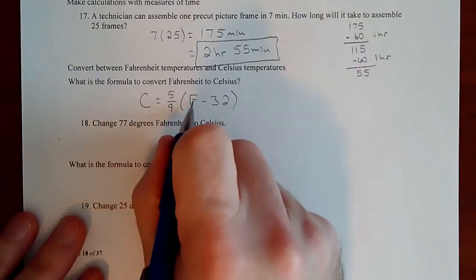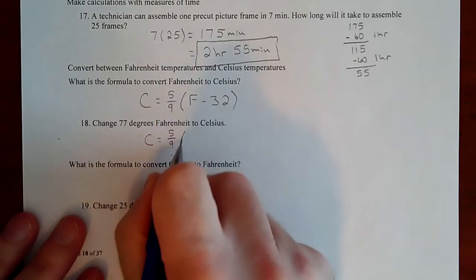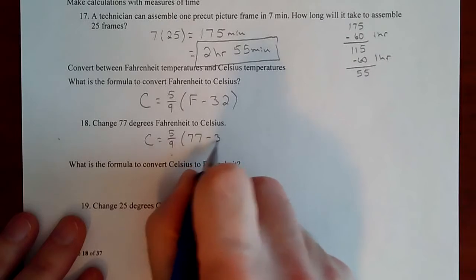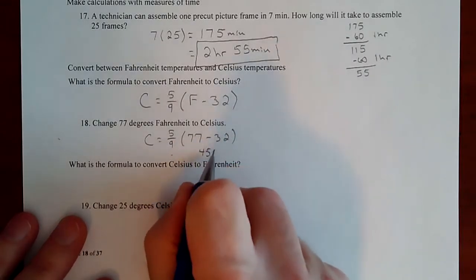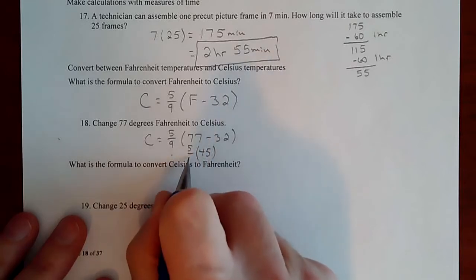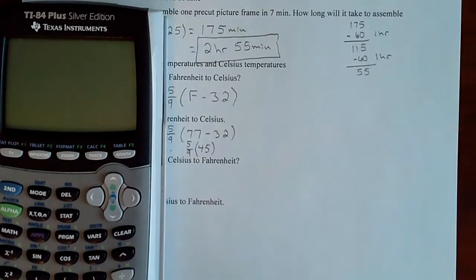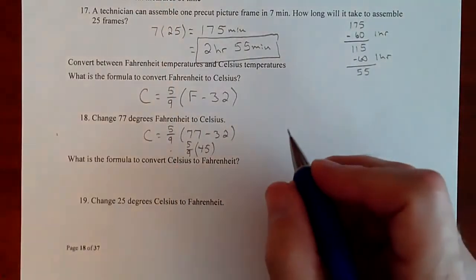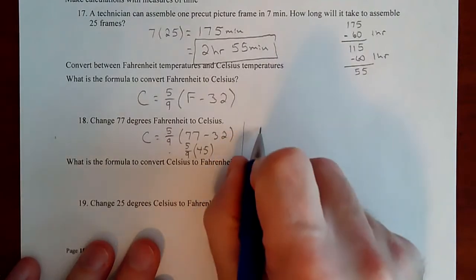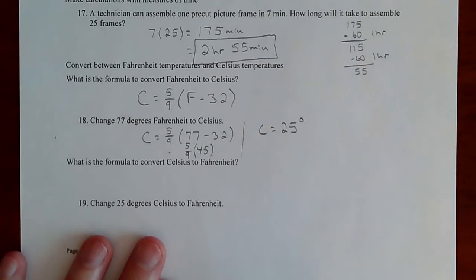That means we're going to be plugging in 77. So C is going to equal 5/9 times 77 minus 32. 77 minus 32 is 45, and I'm going to multiply that by 5/9. Let me have my calculator do this for me, and hopefully it works out decent. We have 5/9 times 45, which is 25 degrees. So our Celsius measurement is 25 degrees Celsius.